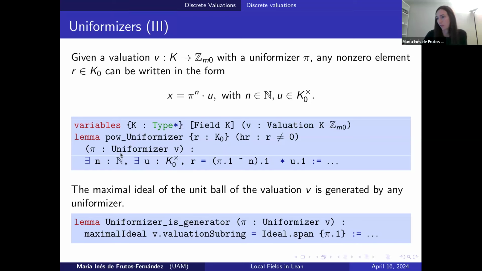So we fix a uniformizer pi. We fix a non-zero element of the unit ball, and then we conclude that there is a natural number n and some unit u in the unit ball such that R, I'm calling it R here and x there, but it's supposed to be the same thing, so R is equal to pi to the n times u. Something that we can conclude from this factorization is that the maximal ideal of the unit ball is actually generated by any uniformizer of the valuation.